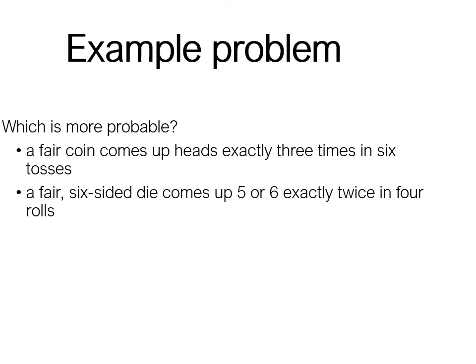Okay, here is a simple problem on probabilities. We want to determine what is more probable: a fair coin toss that comes up heads exactly 3 times in 6 tosses, or a fair 6-sided die that comes up as 5 or 6 exactly twice in 4 rolls. So let's compute these two probabilities. Again, pause your video now, try to do it on your own, and then compare your answer with my solution.